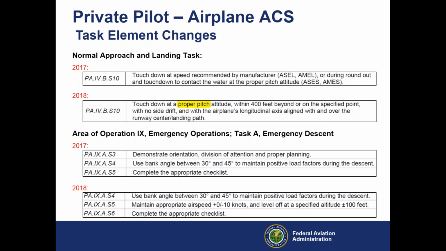The other change you see here is that we removed ASEL, AMEL, ASES, and AMES. This task applies to all classes in the airplane category. So the airplane's longitudinal axis will be aligned with and over the runway for land planes or the landing path for seaplanes. Area of Operation 9, Task Alpha, Emergency Descent, added airspeed and altitude standards. This is another one of our finds as we reviewed the private ACS. The commercial had an airspeed and altitude standard. The private did not. So this standard was added to the private ACS.